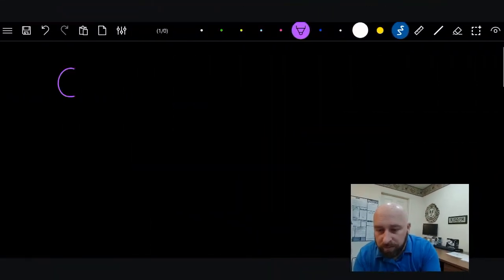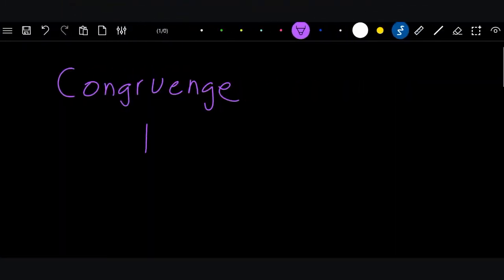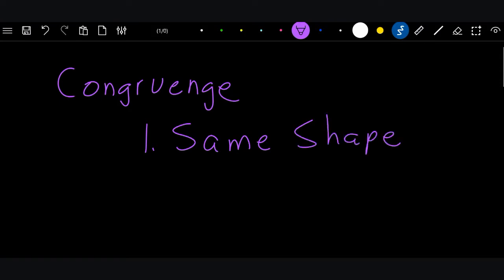So the word congruent, I'll go ahead and write it here for you so you can see it. Congruence, I'll write congruence. Sometimes we'll just write congruent instead, it's just a different form of the word. But what is congruence? Here's what it means. If you have two shapes, they have to fit two different criteria. Number one, they must be the same shape. In other words, they have to be exactly the same shape.